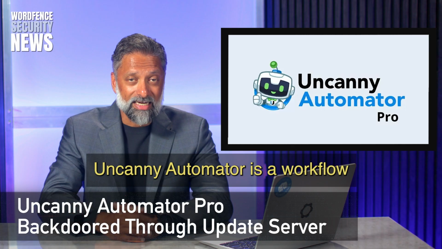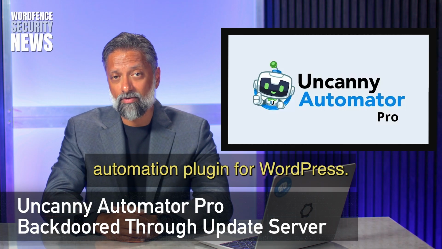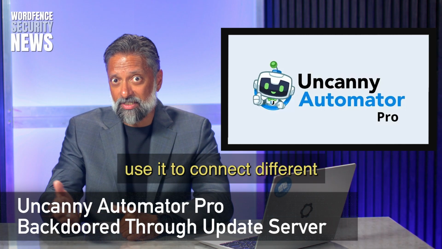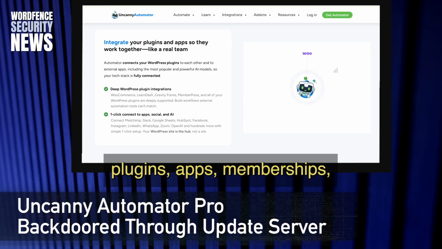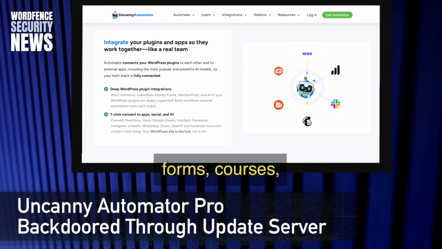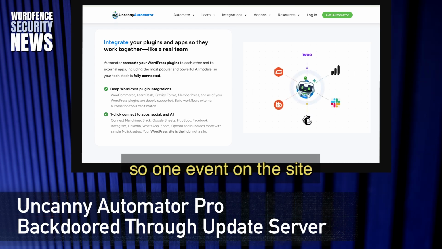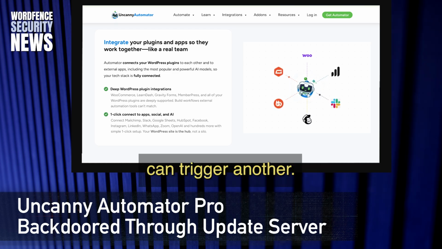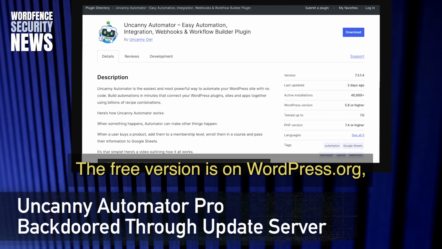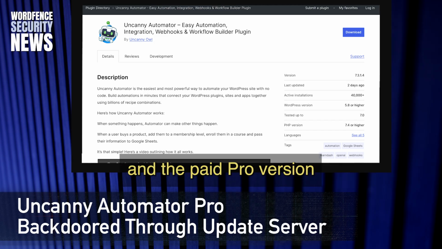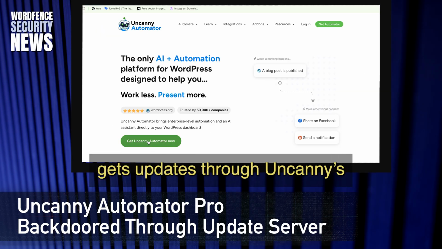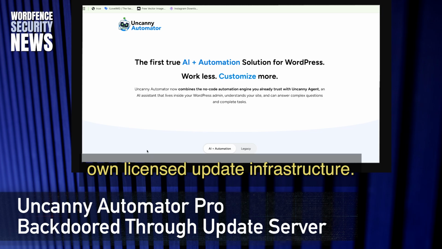Uncanny Automator is a workflow automation plugin for WordPress. Site owners use it to connect different plugins, apps, memberships, forms, courses, stores, webhooks, and other actions together, so one event on the site can trigger another. The free version is on WordPress.org, and the paid pro version gets updates through Uncanny's own license update infrastructure.